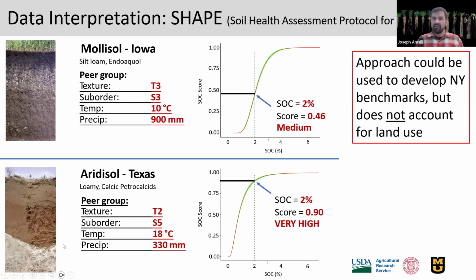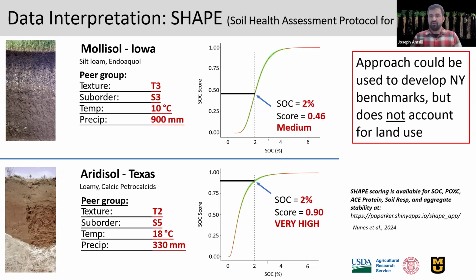And theoretically, this powerful approach could be used to develop benchmarks for New York State. But one of the important things is that it does not account for land use. So we feel that land use is a really critical thing to make realistic benchmarks that are appropriate for different types of cropping systems that we'll talk about in a bit. And this tool is available online, and that's all I'll say there.